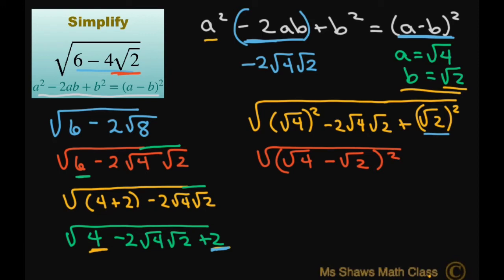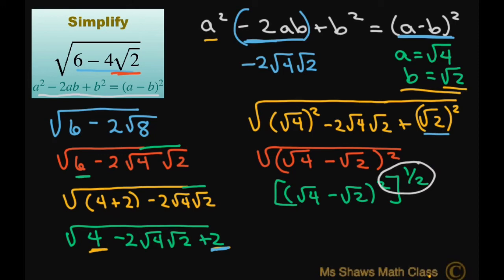And then from here, remember this is really square root of 4 minus square root of 2 squared, and this outer square root we can write as to the power of 1/2. Now this just equals 1, so we're left with square root of 4 minus square root of 2. And you take the square root of 4, you're going to get 2 minus square root of 2.